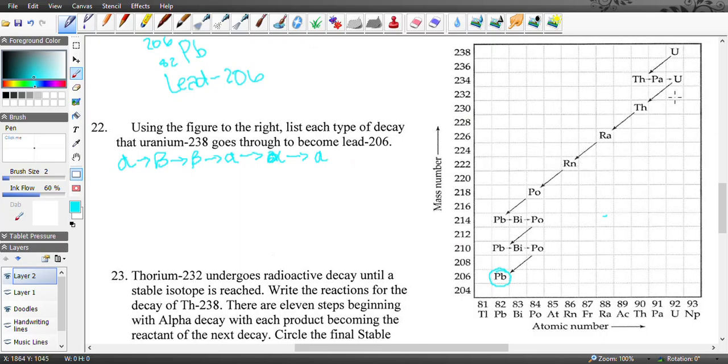And all of these are going to be alpha decays. So we should have a total of 1, 2, 3, 4, 5.